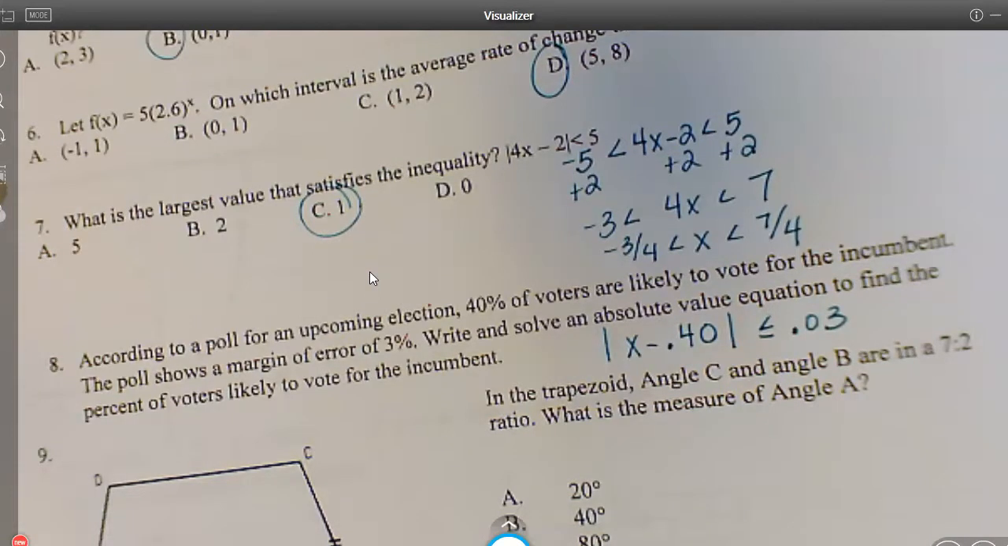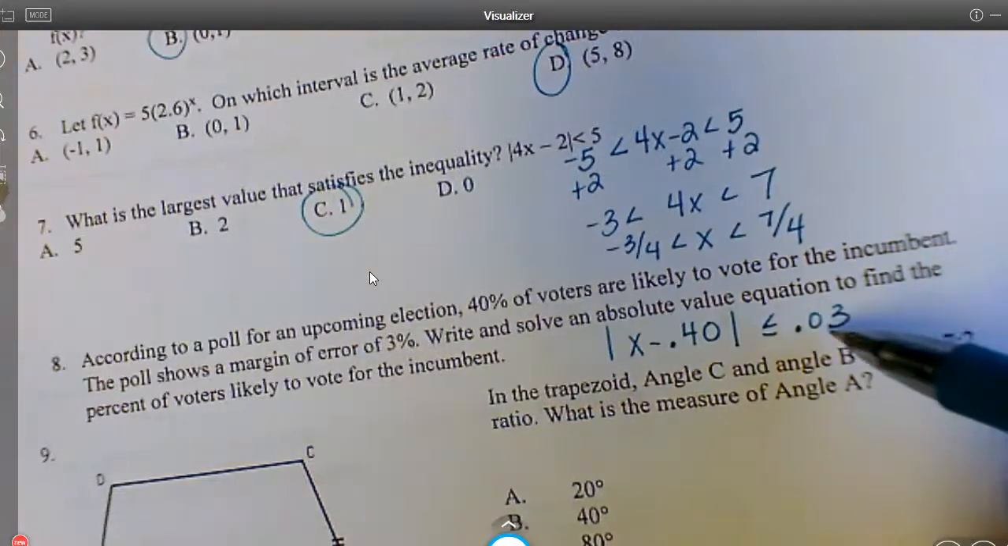Sometimes they just say write the absolute value. Would you just plug that in there? Sometimes they tell you just to write the absolute value. If that's all they ask, that's how you do it. Your margin of error is always on this part. The less than or greater than, less than or equal to, is always the margin of error.